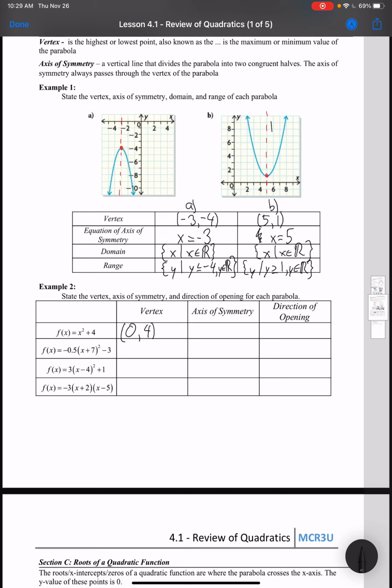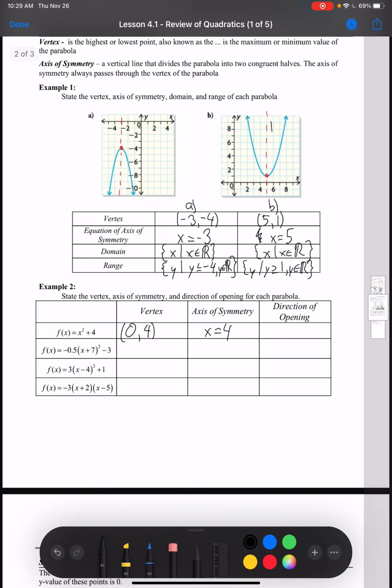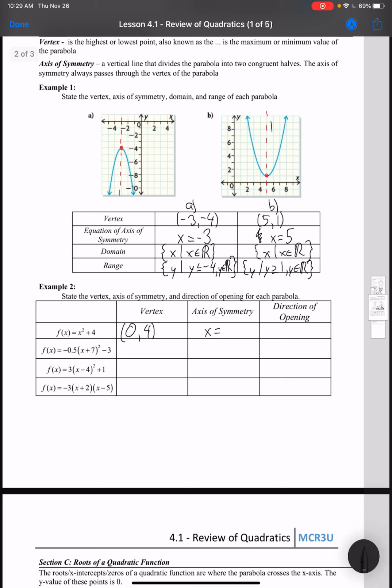The other value is 4. In this case, because your vertex is at (0, 4), that means your axis of symmetry is not going to be x equals 4. That is just plain wrong. It's going to be x equals 0. And the direction of opening, so we just look, is the start of this positive or negative? We have nothing indicating it's negative, so it's positive. So it's going to be upwards. Or you could just say up. All right, let's continue onwards here.